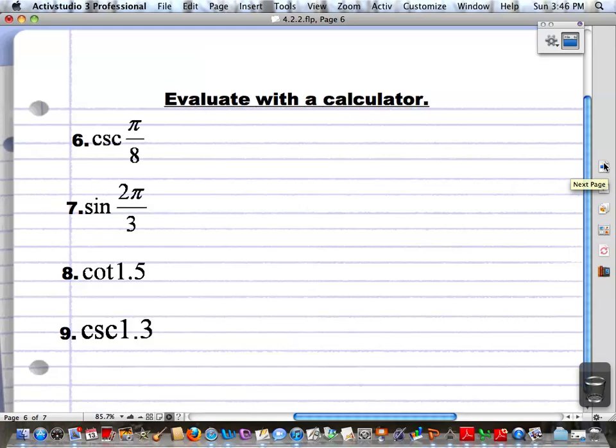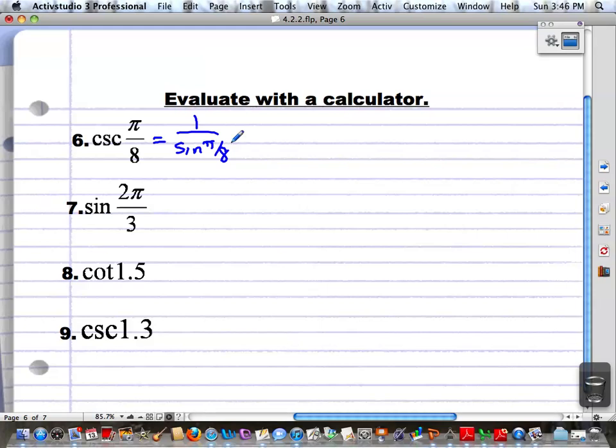And now we have to remember that the cosecant is really the reciprocal of the sine. So what we want to do is find the sine of pi over 8. So I'm going to go to the calculator. I'm going to hit the sine, pi divided by 8, and hit enter. And now I need to take the reciprocal.